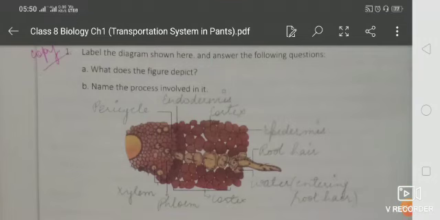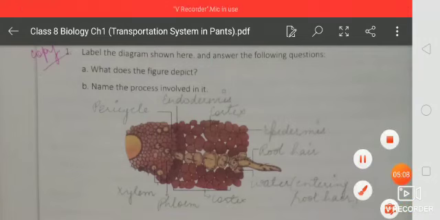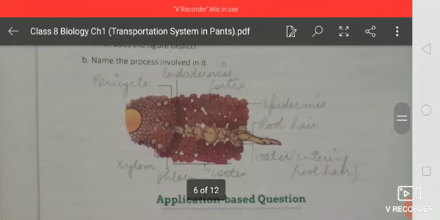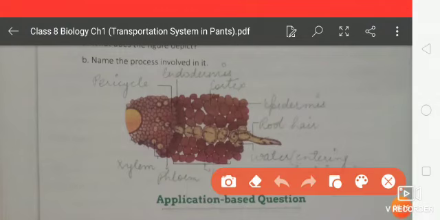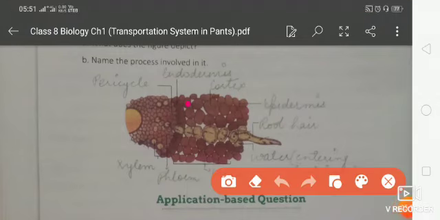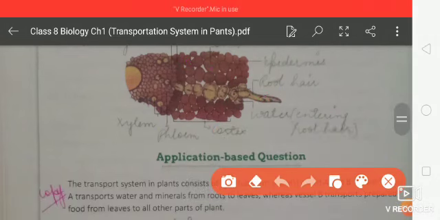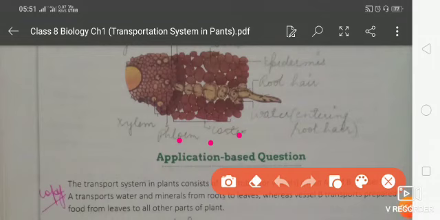See here, what does the figure depict? And here second one is name the process involved in it. So here you are seeing that this one is the pericycle. Here first one, this one is the endodermis. Here this outermost part is epidermis. This one is cortex, and here these are the root hairs which increase the surface area for the absorption, and xylem and phloem you are seeing here, and next one is cortex.